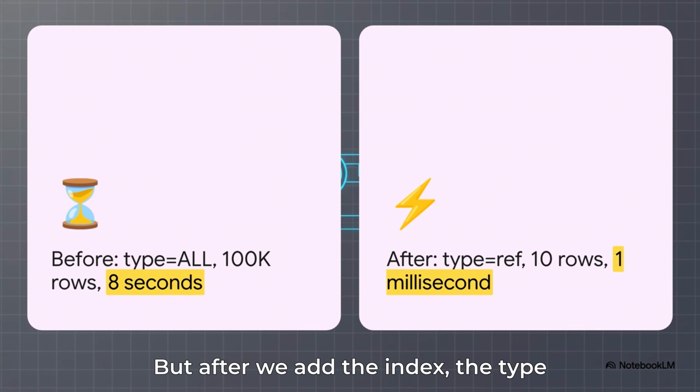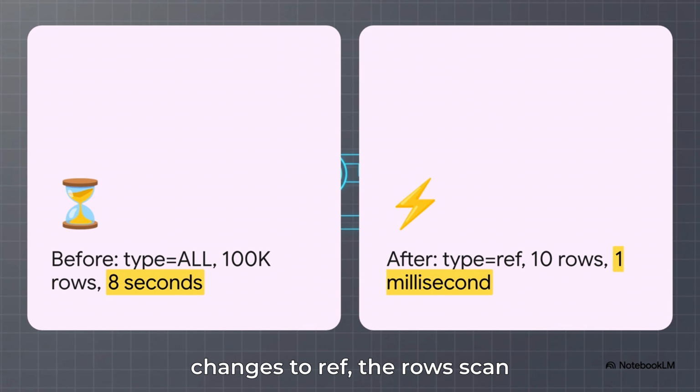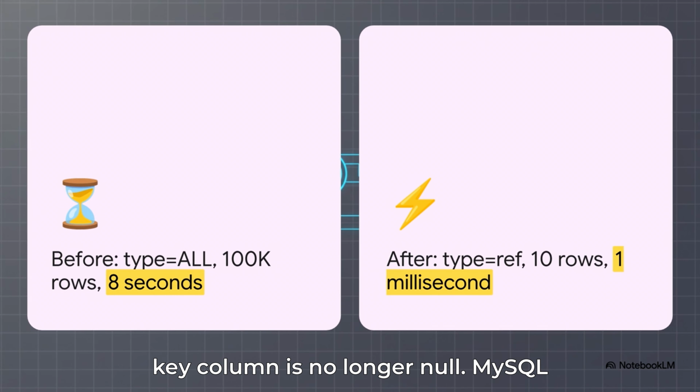But after we add the index, the type changes to ref, the rows scanned drop to just 10, and the execution time completely plummets to just 1 millisecond. We fix the issue simply because that key column is no longer null. MySQL is actually using our table of contents.